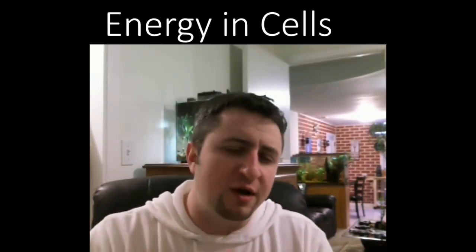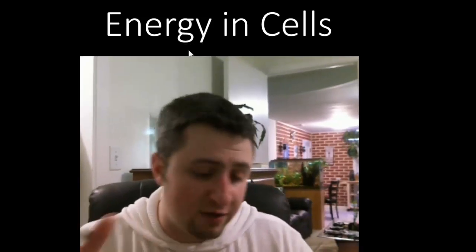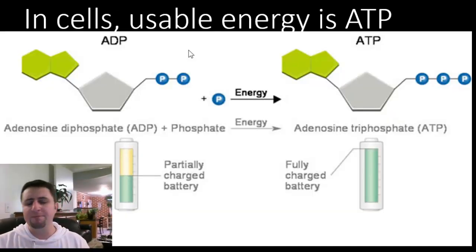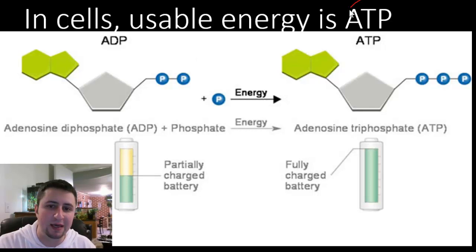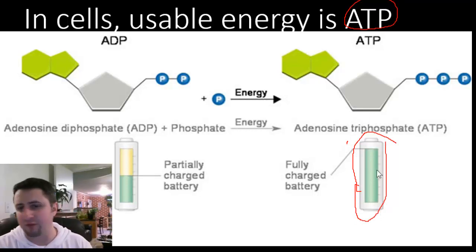Today our focus is going to be on a review of energy in cells. First off, I want to talk about the energy within plant cells, animal cells, fungi cells, and so forth. In cells, usable energy is in the form of this molecule called ATP, which stands for adenosine triphosphate. You can think of ATP as a fully charged battery, a battery that has been plugged into the wall for several hours.